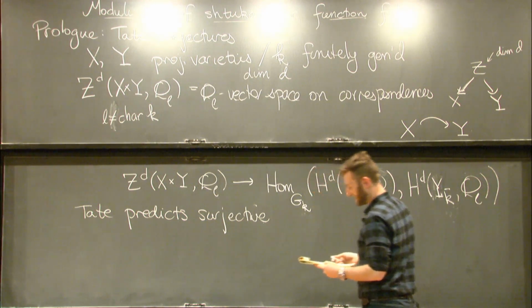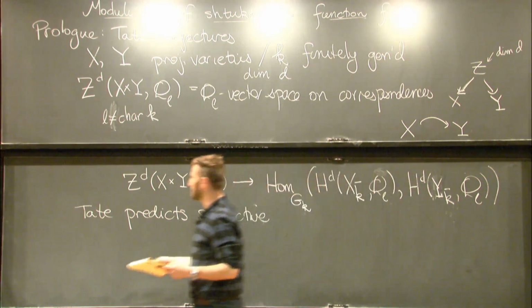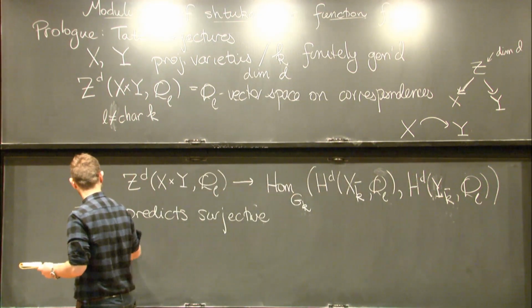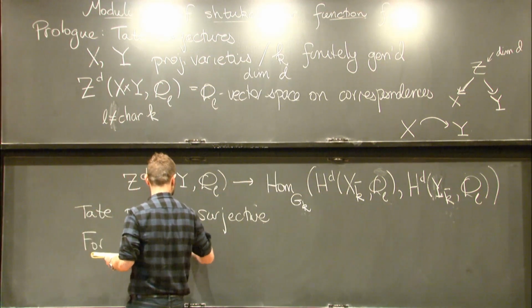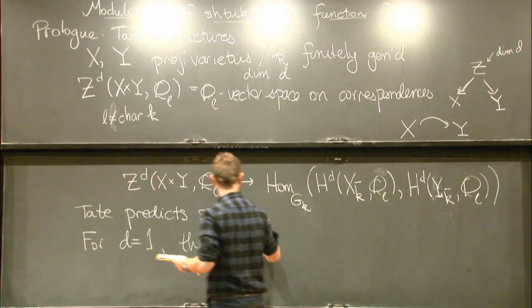So this is really a wonderful set of conjectures. I can just say something like for d equals 1, this is a theorem by Zarhin.